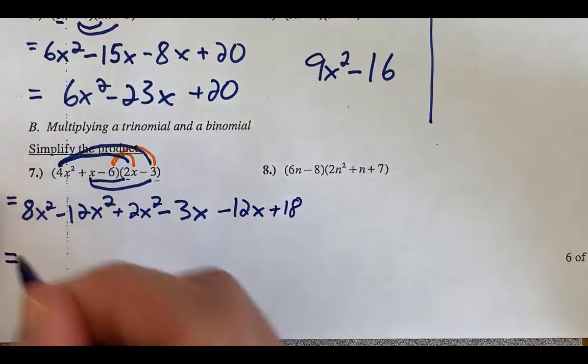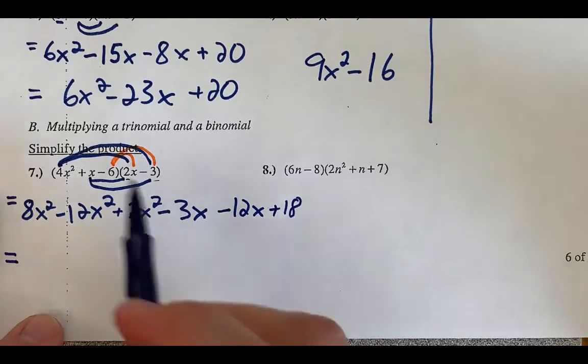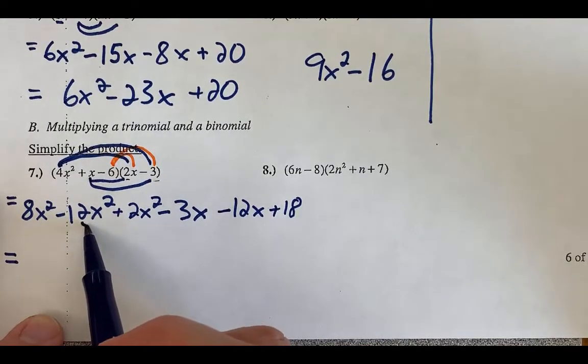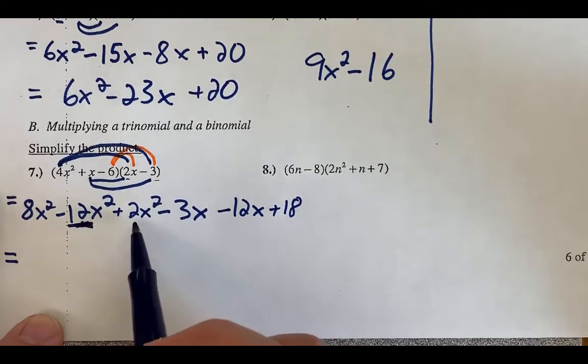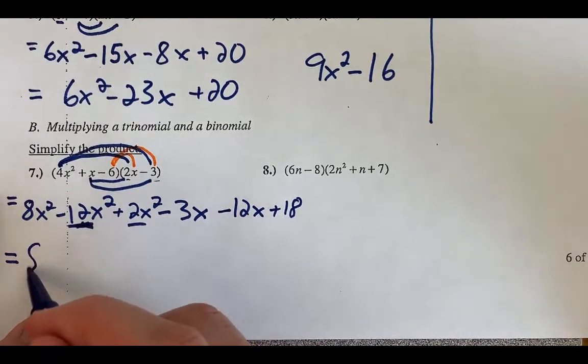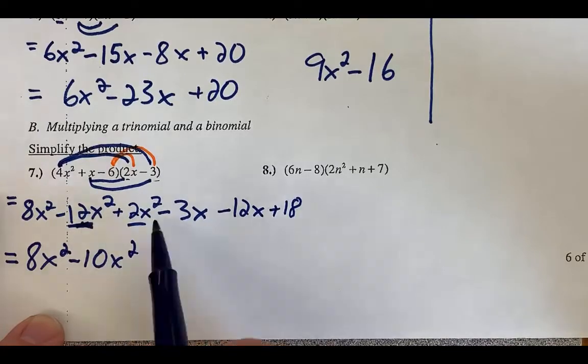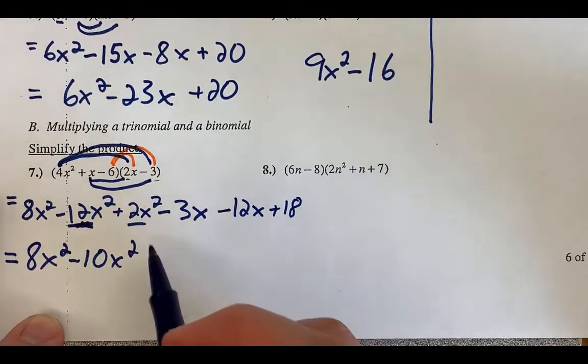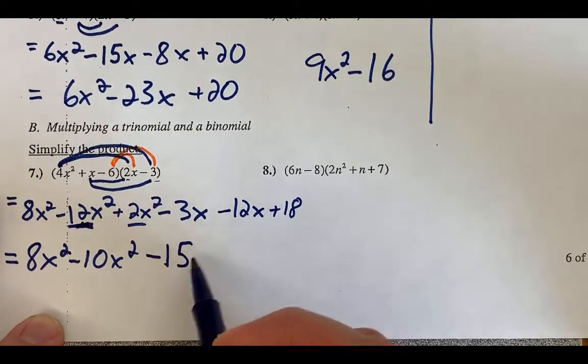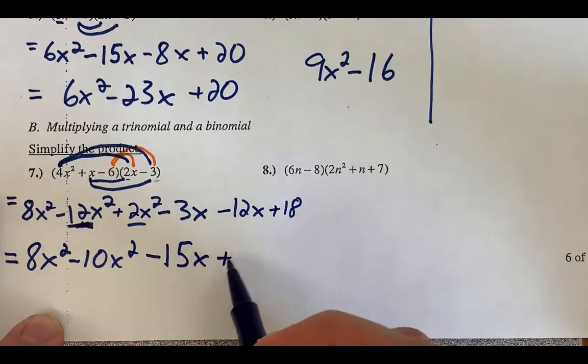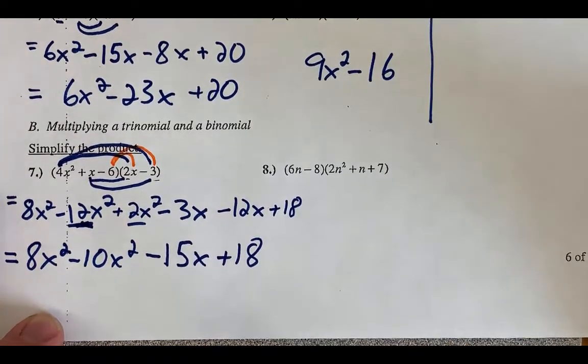When I simplify this, combining these two terms here, negative 12x and positive 2x will leave me with minus 10x squared. Sorry, those are both x squared. Minus 3 minus 12, that's minus 15x, and then plus 18. So it's just the distributive property. We just have one more step. We have to catch that third term.